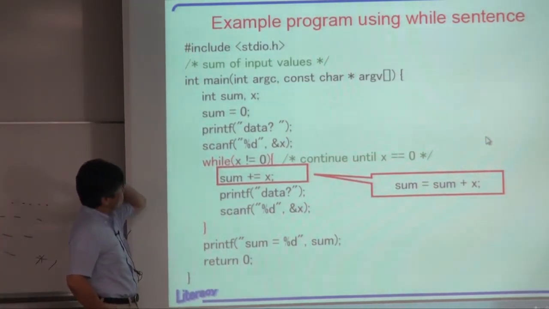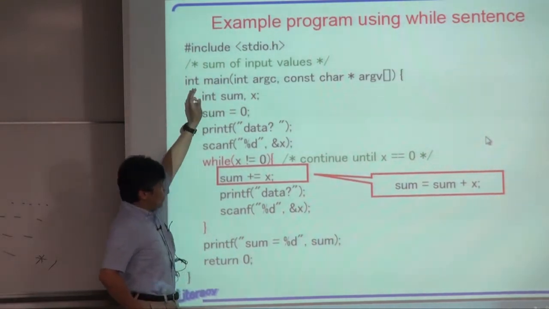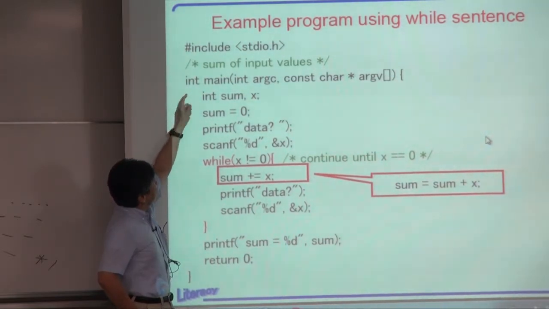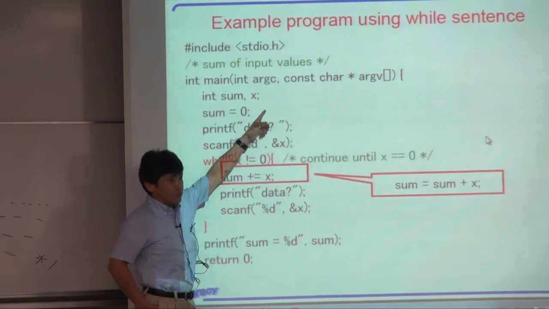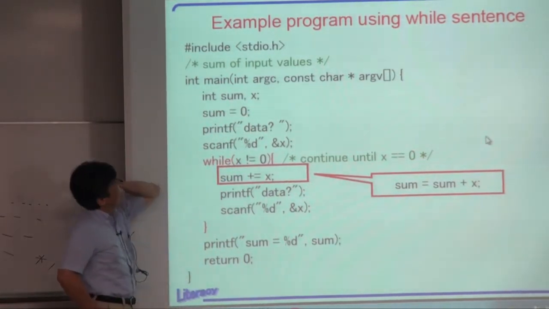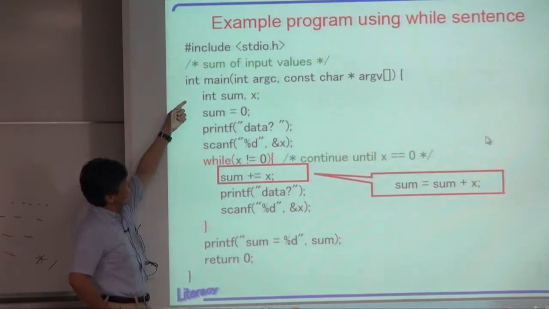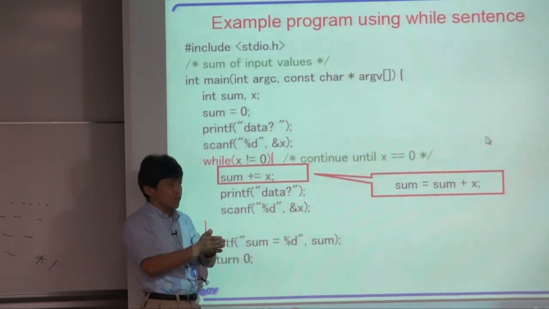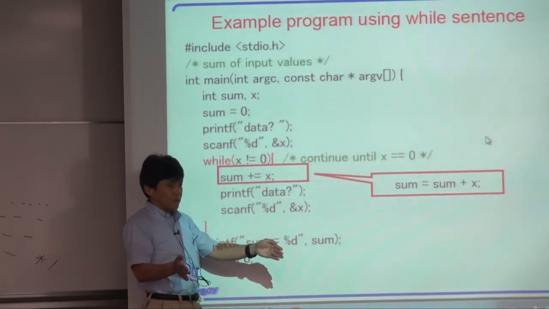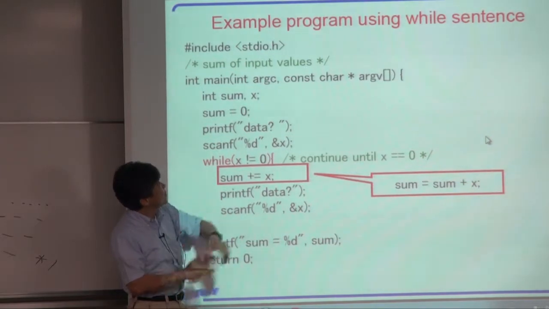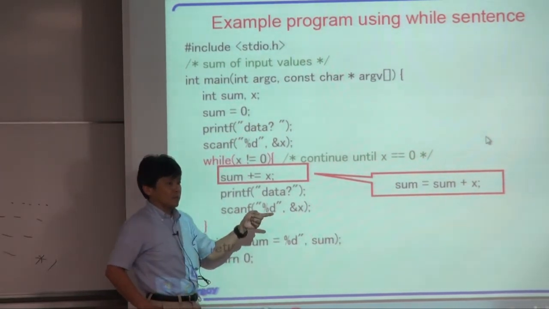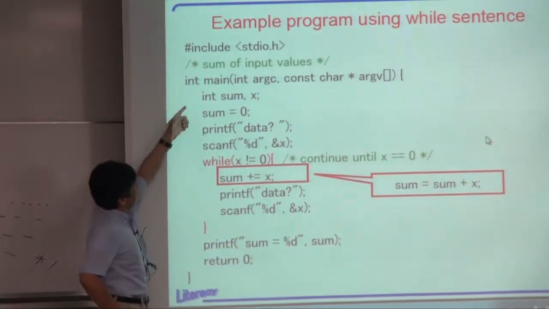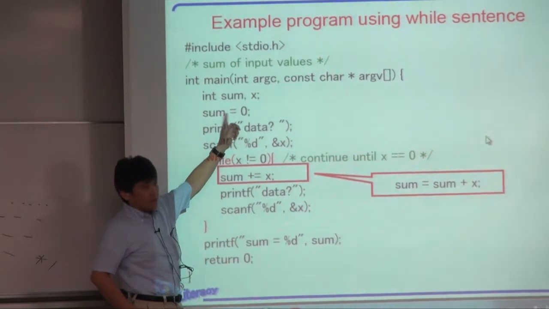As usual, you have to define at least one main function. In this case, the sum and x variables are defined as integer type. Sum always holds the total of the input data, and x is used to store the input data each time. Initially, sum should be 0.